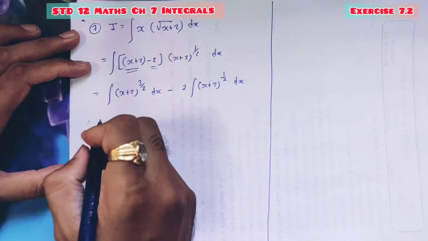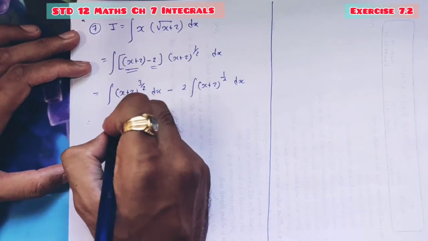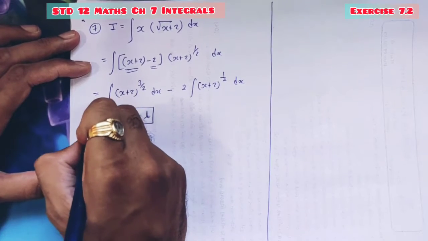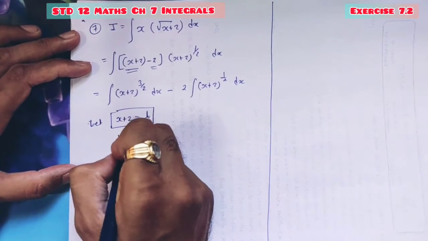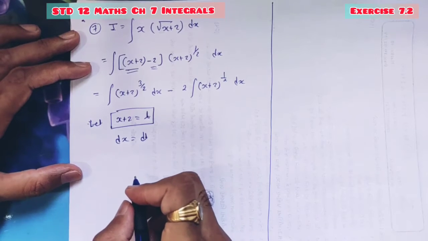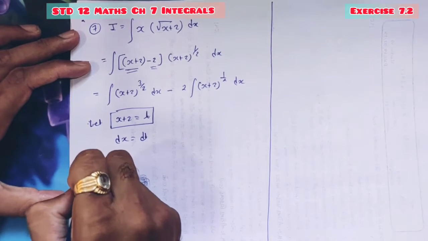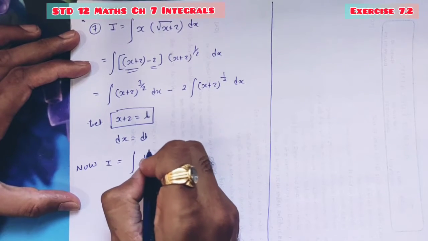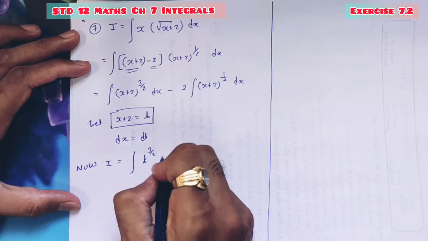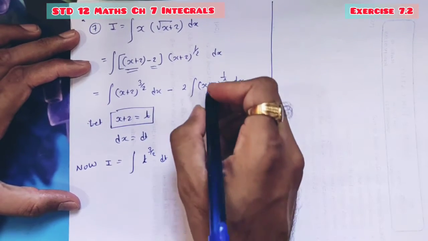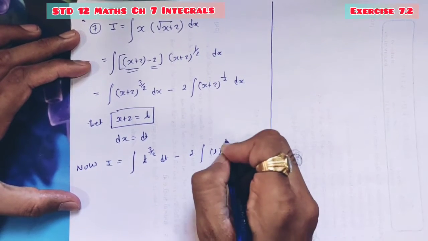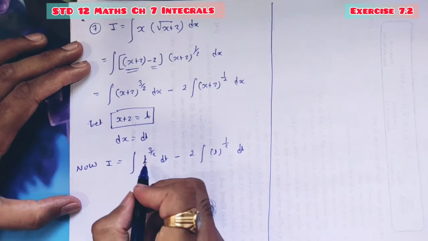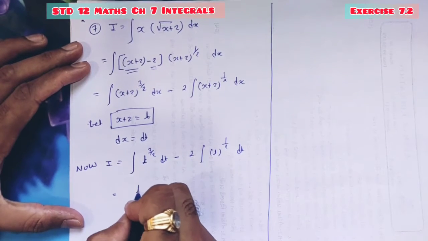No, substitution first, after that we will do it, not directly. So take x plus 2 as t. That is our substitution. Differentiation gives dx equal to dt. So now integration I will be t raised to 3 by 2 dt minus 2 into t raised to 1 by 2 dt.